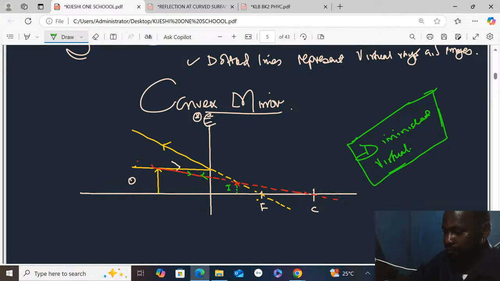Therefore, in our next session, we shall look at something else, maybe something to do with the linear magnification.